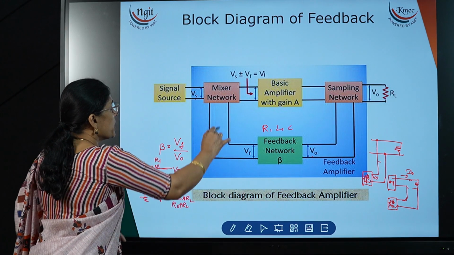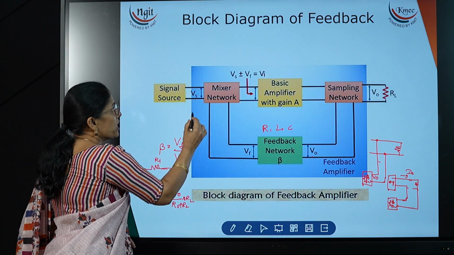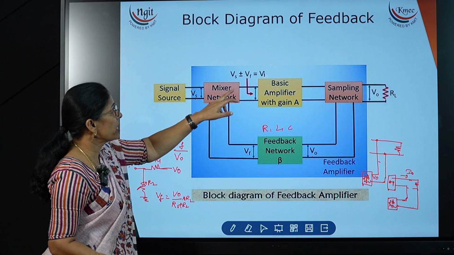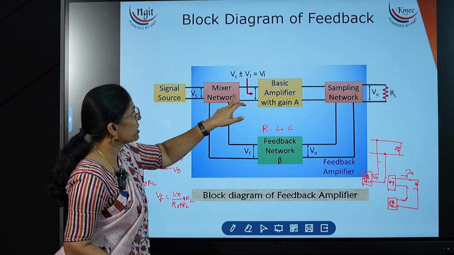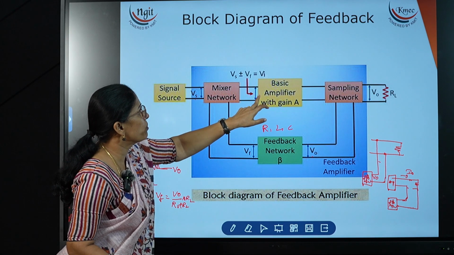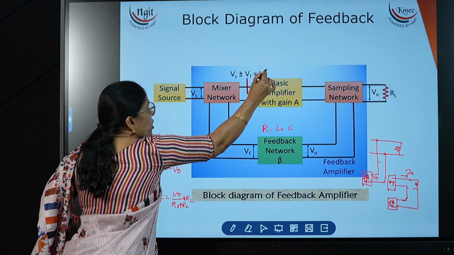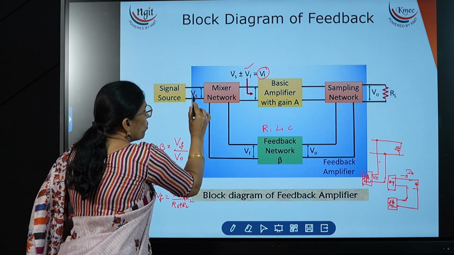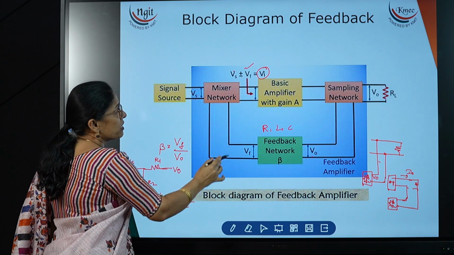If we apply both to the mixer network, what will the mixer network do? It will mix these two signals and give the output value. This mixer output is nothing but the input of the basic amplifier, that is Vi. Now Vi is equal to, here you can see, Vs plus or minus Vf. So both signals are added or subtracted.